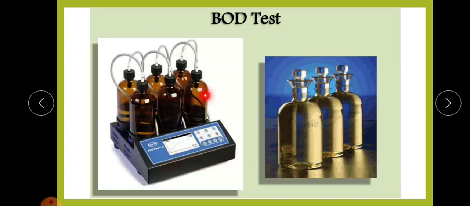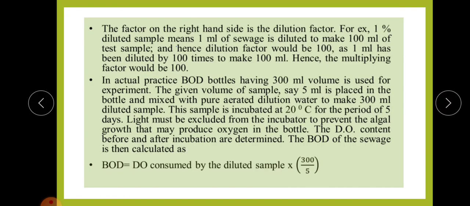So this is the equipment for the BOD test. We collect the sewage, dilute it, place it in this bottle and incubate it for 5 days at 20 degrees centigrade. The initial dissolved oxygen and final dissolved oxygen are calculated, and the difference between these two is the dissolved oxygen consumed during that period. Multiplying this with the dilution factor, we will get BOD.